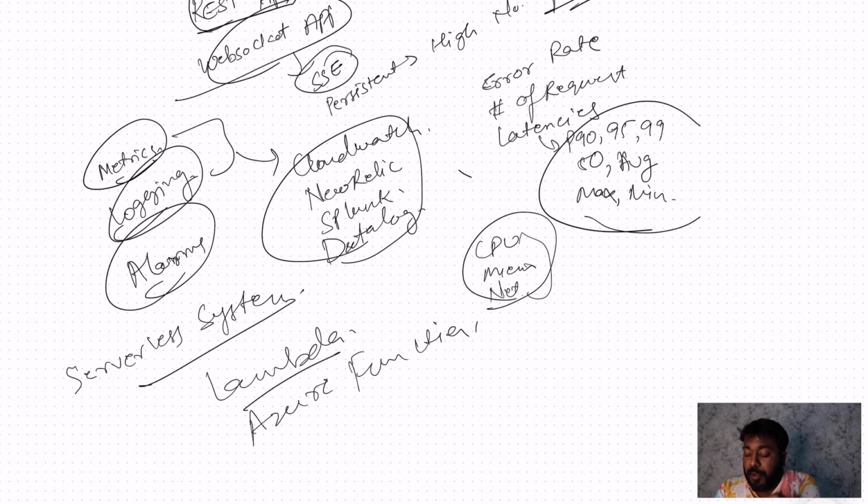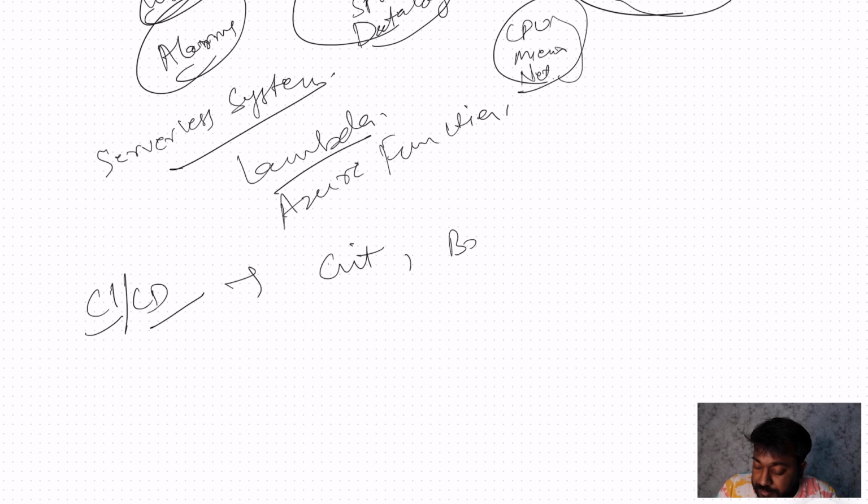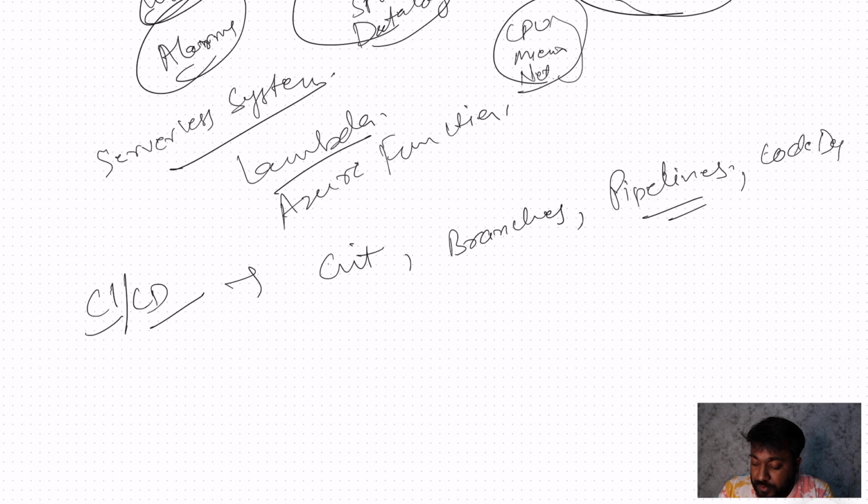Another thing, whenever you're doing deployments, right? The different technologies that you use are called CI/CD, continuous integration, continuous deployment. So you use something like Git, you use something like branches, you use something like pipelines, right? And again, pipelines differ a lot. In one system I was using something called CodePipeline. You might have heard about CodeDeploy in AWS, right? So in different systems it's called differently.